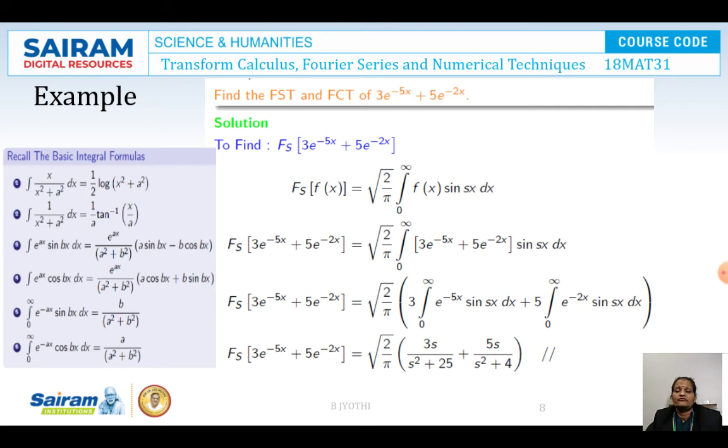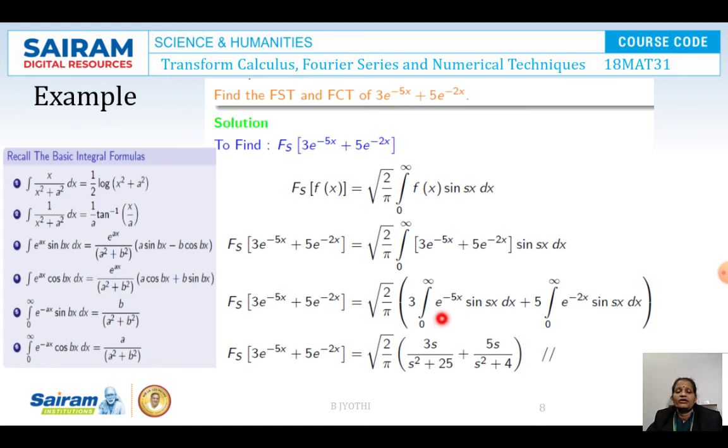Next problem. Find the Fourier sine transform and the Fourier cosine transform of 3 e power minus 5x plus 5 e power minus 2x. Now, in order to find the Fourier sine transform, let us first consider the Fourier sine transform definition, that is given by root of 2 by pi integral 0 to infinity f of x into sin sx dx. And this f of x is replaced with 3 e power minus 5x plus 5 e power minus 2x into sin sx dx.